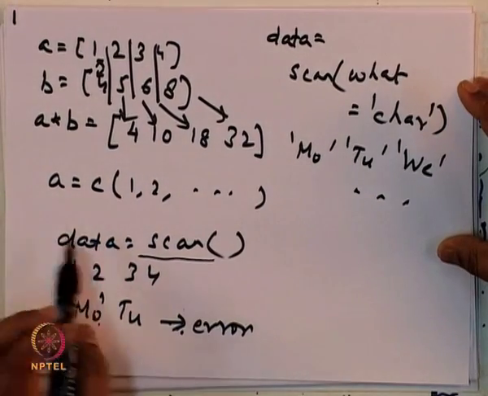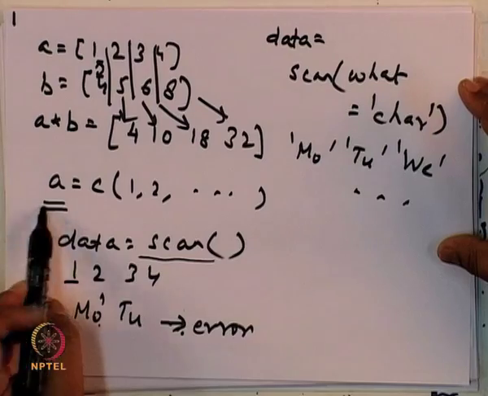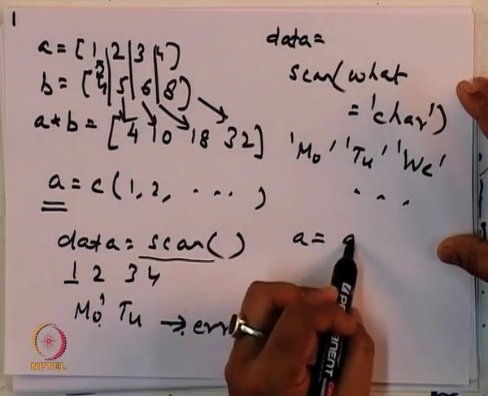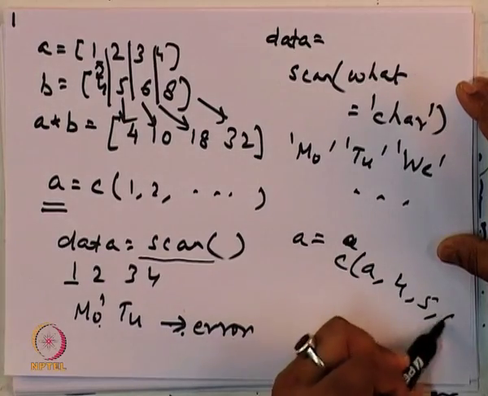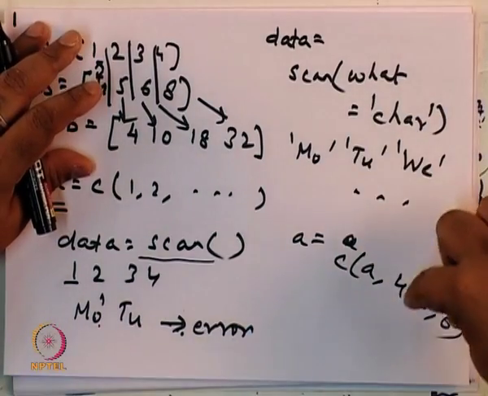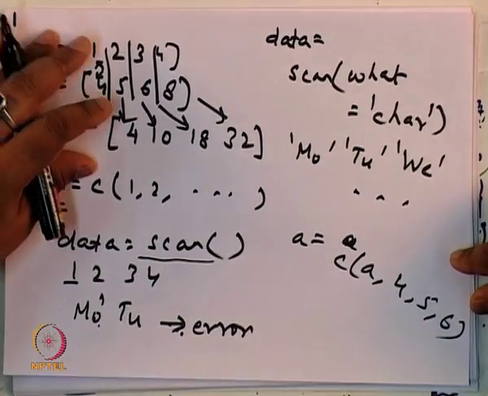You can easily add to a vector A. You can write A is equal to C of A comma 4, 5, 6, so on and so forth. So you can add these numbers either before or after the vector.